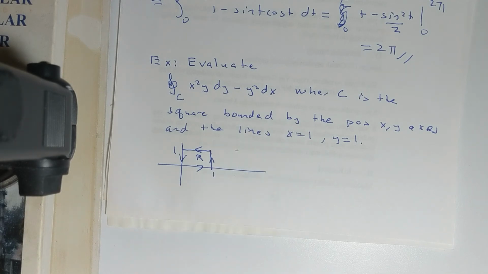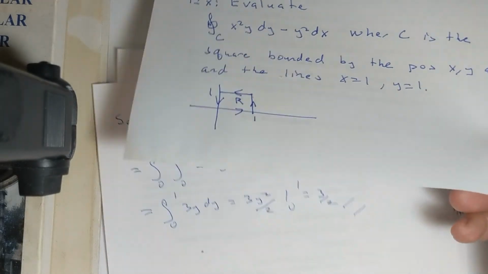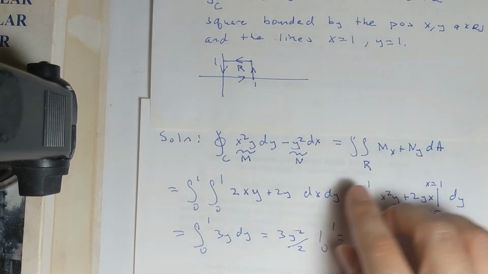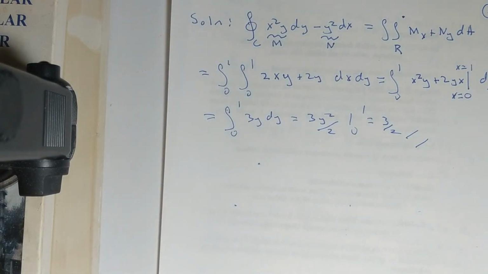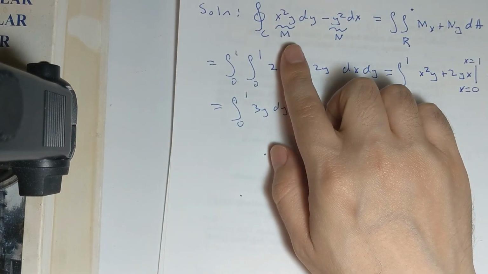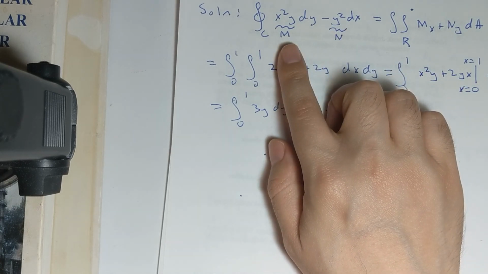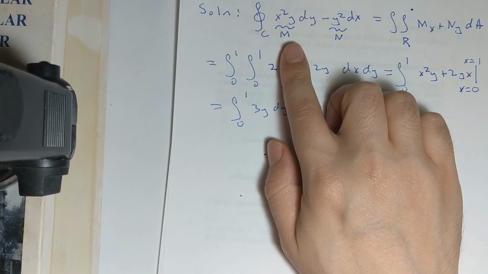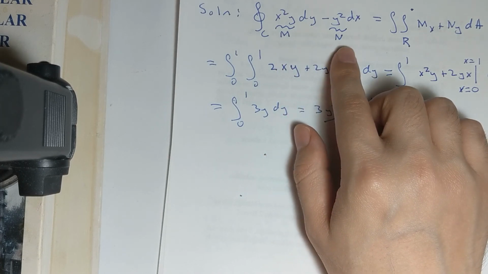So we've dropped the talk of flux, we've dropped the talk of circulation. We're just interested in this integral. Now, what we're going to do is I rewrote the integral here. So we have the integral of x squared y minus y squared dx dy dx. So this I'm going to say is equal to my M, and this I'm going to say is equal to my N.